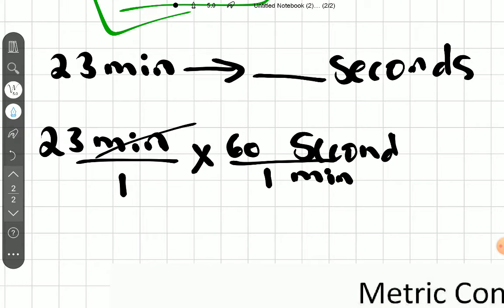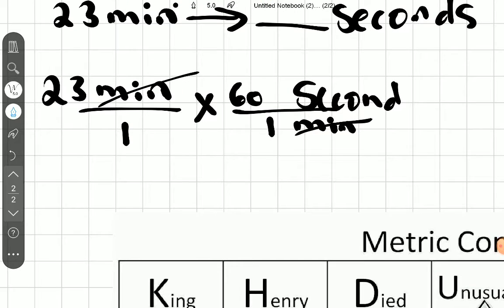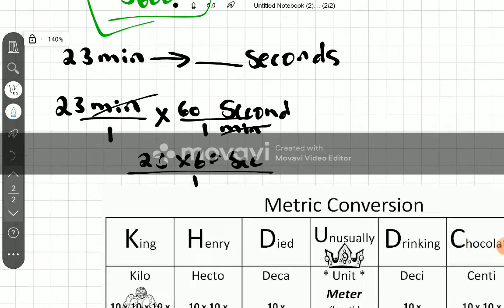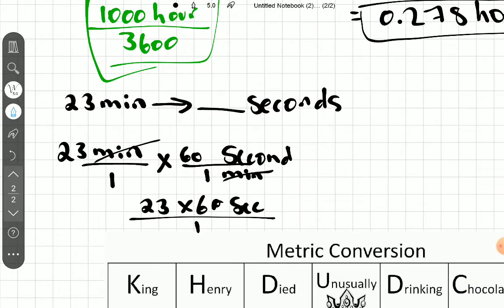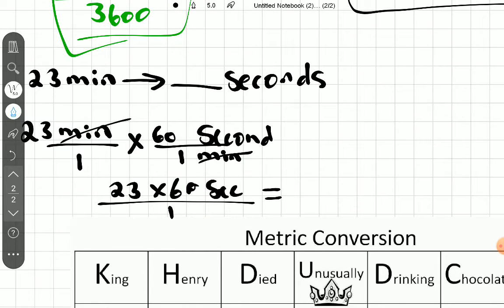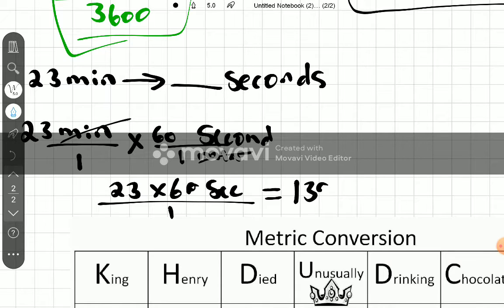So then now we cancel out minutes, and now we have seconds as our remaining, and then 23 times 60 seconds over 1. And this makes sense because we're converting minutes to seconds. You're going to multiply by 60. This is just a proof of how the units work out, and that gives you 1380 seconds.